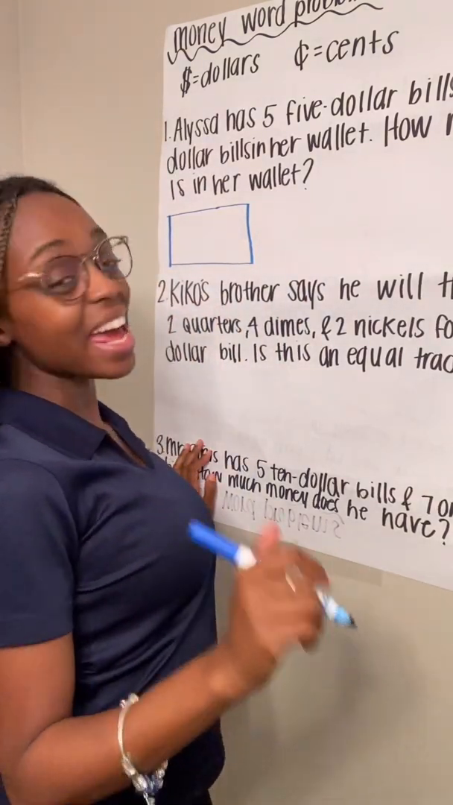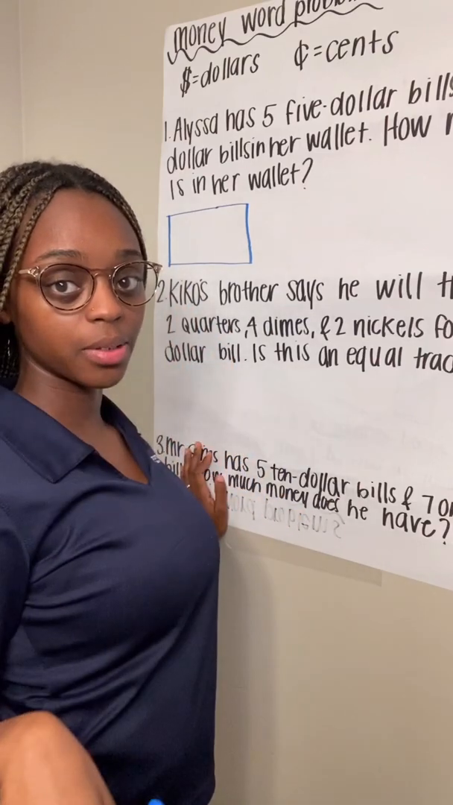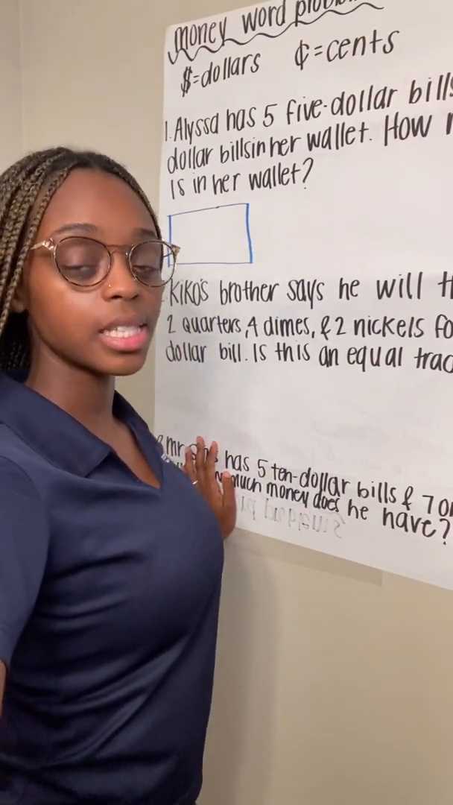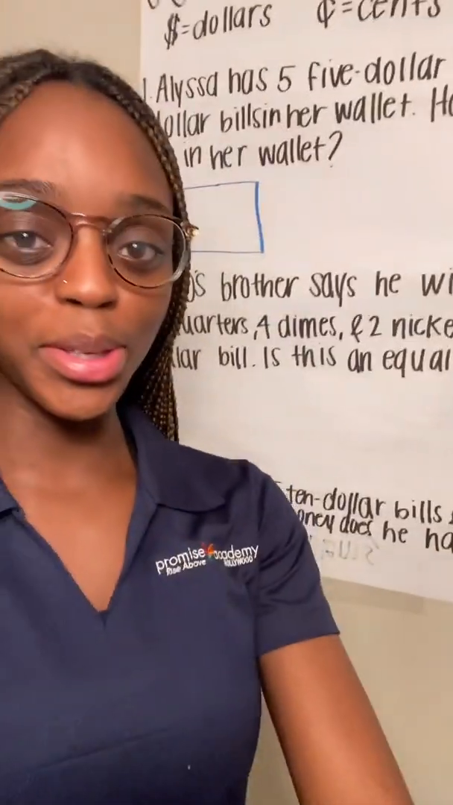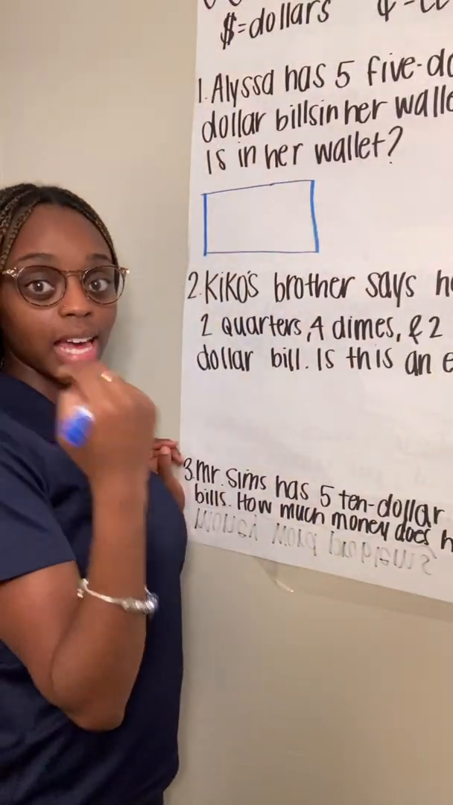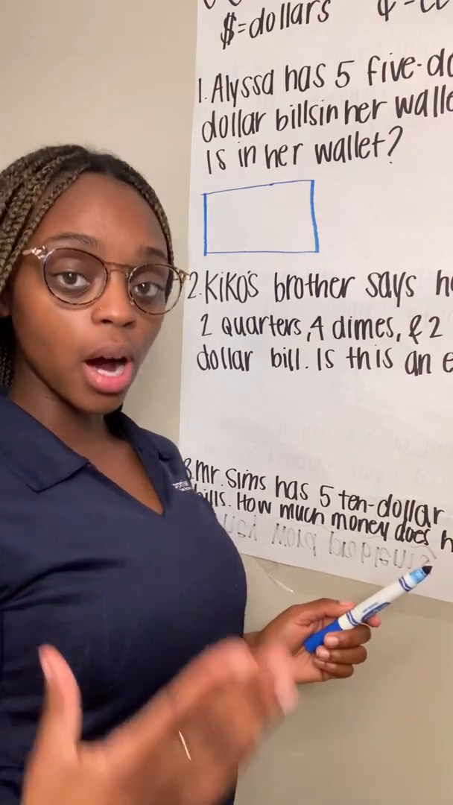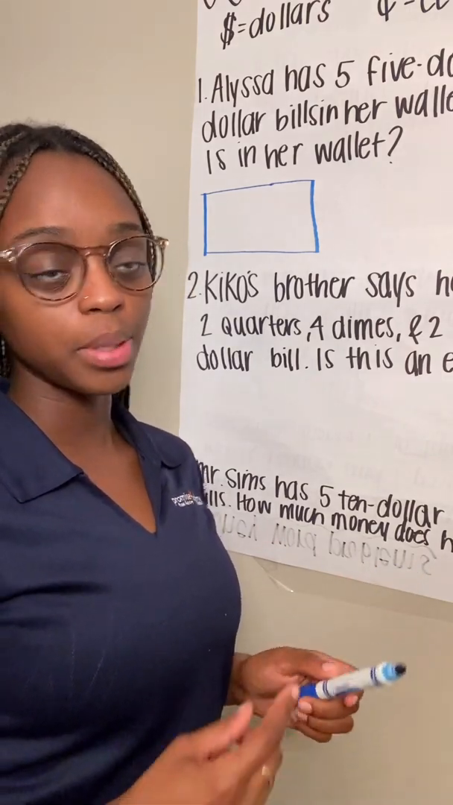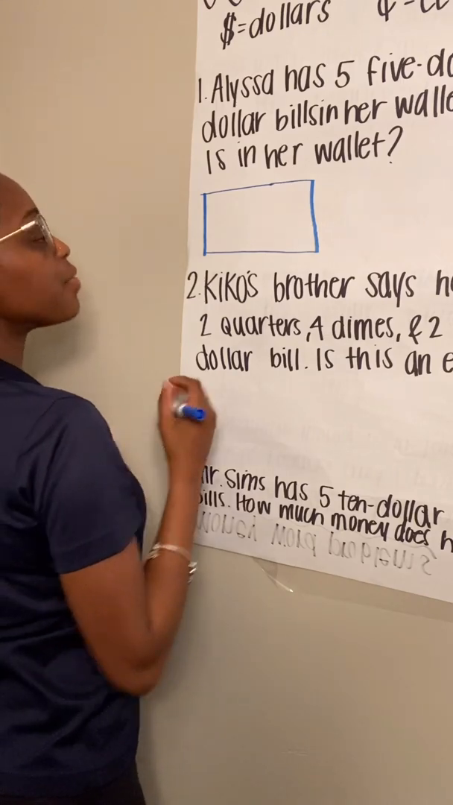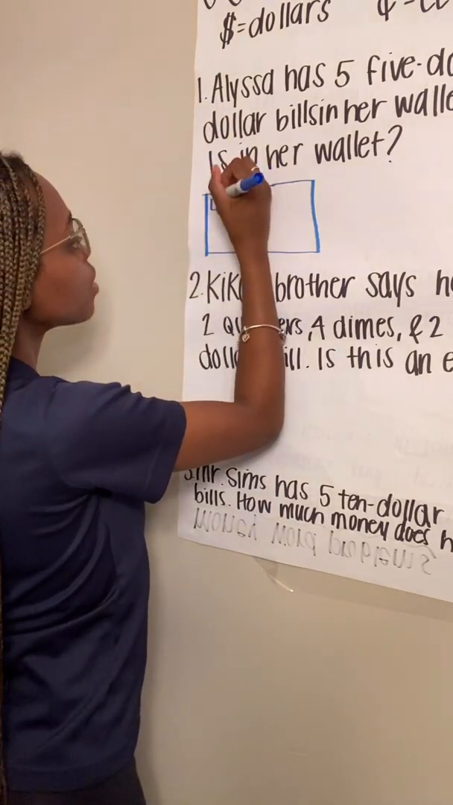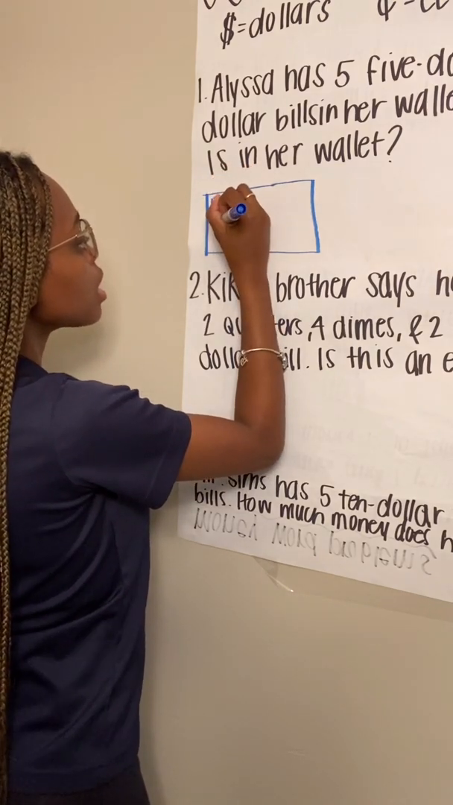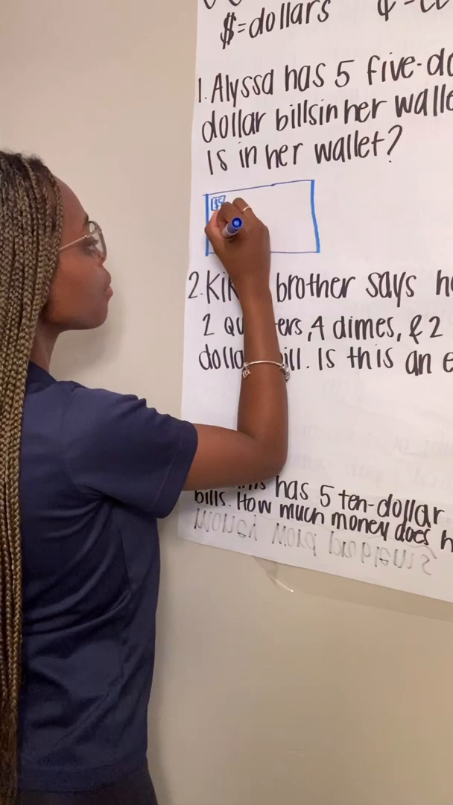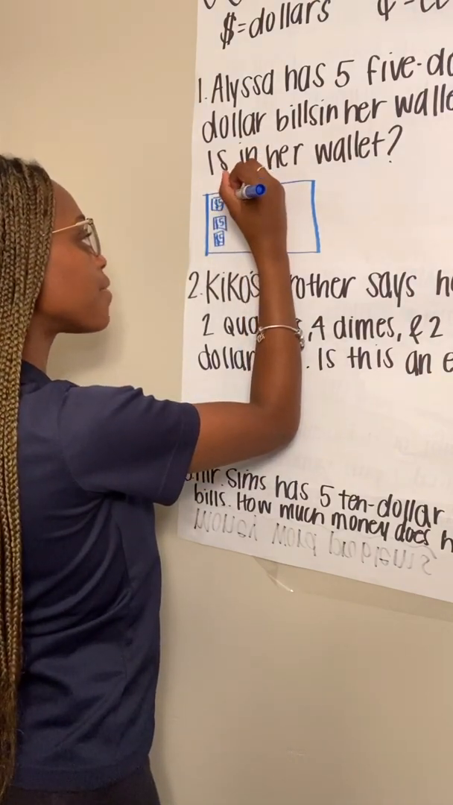And it says she had 5 $5 bills. Watch as I represent 5 $5 bills. I know that we are used to drawing cents or coins, but I'm going to draw smaller rectangles to represent our dollar bills. So since there are 5 $5 bills, I'm going to draw 5 rectangles, and I'm going to put 5 in each of them. And I'm going to make sure I put my dollar sign because that represents that I have $5 and not 5 cents.